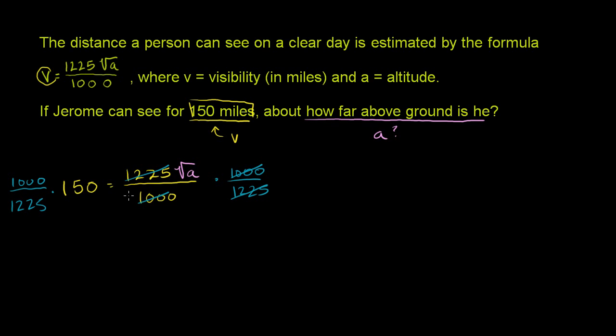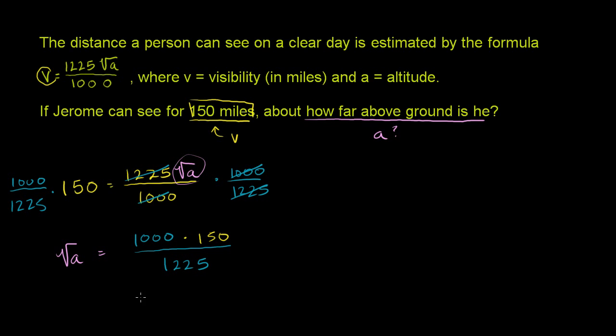And I always like to have the variable I'm solving for on the left-hand side, so let me just switch sides as well. So we get the square root of a is equal to all of this business over here, which is 1,000 times 150, all of that over 1225.